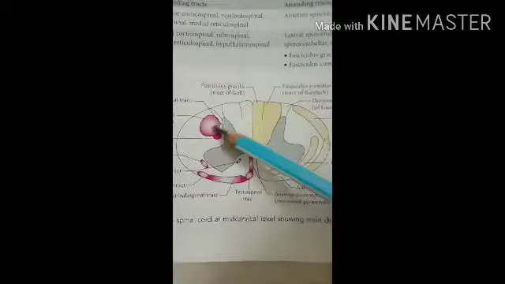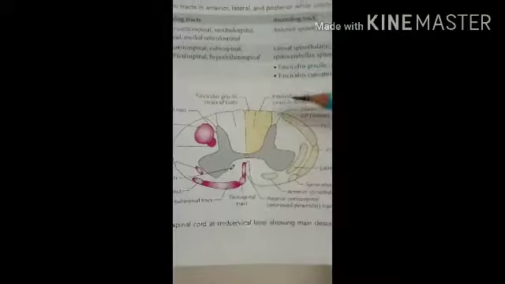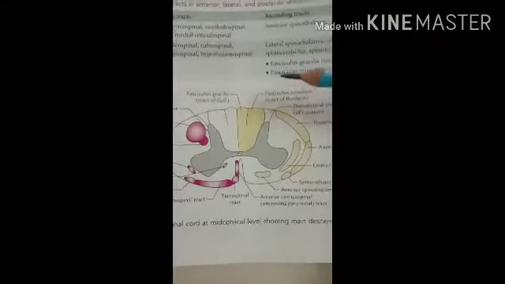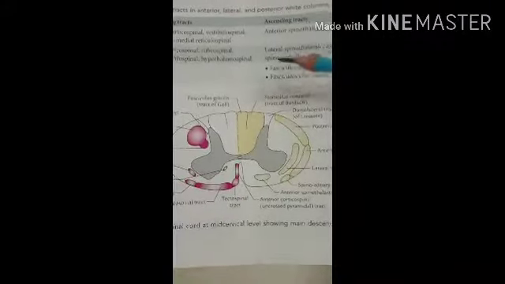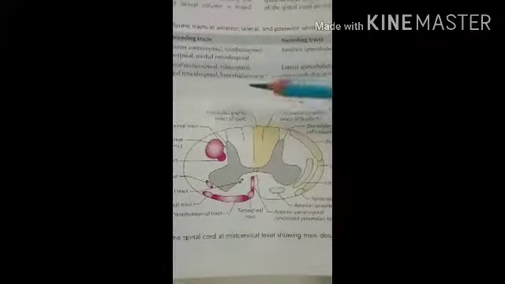So let's see the tracts of the spinal cord. You know the tract is the collection of nerve fibers that connects two masses of gray matter within the CNS. So that is called the tract.